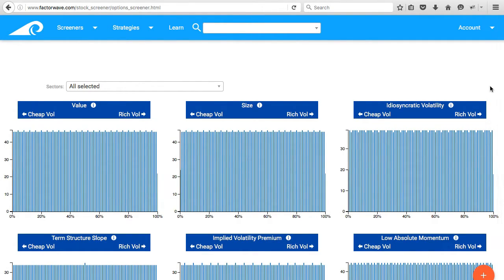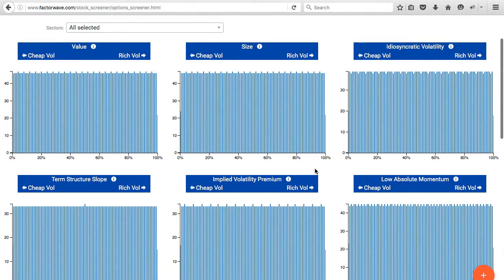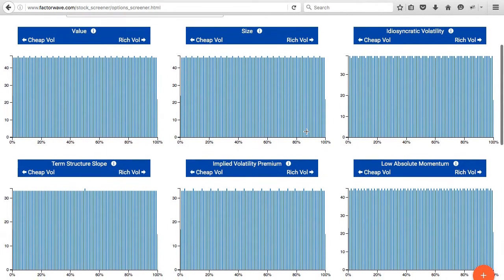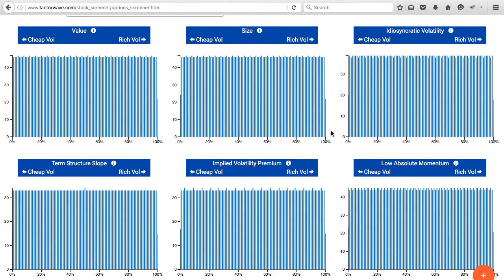Now we don't really technically screen over options, we screen over volatility. So what we're saying is that certain characteristics of a stock are predictive of future volatility. So first, I'm going to talk you through some of the characteristics we're looking at.